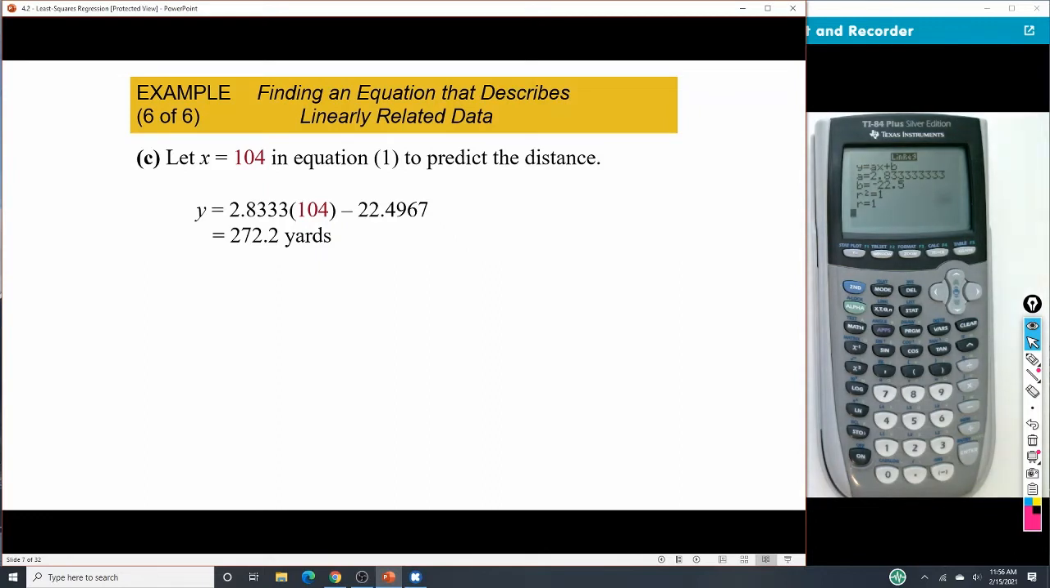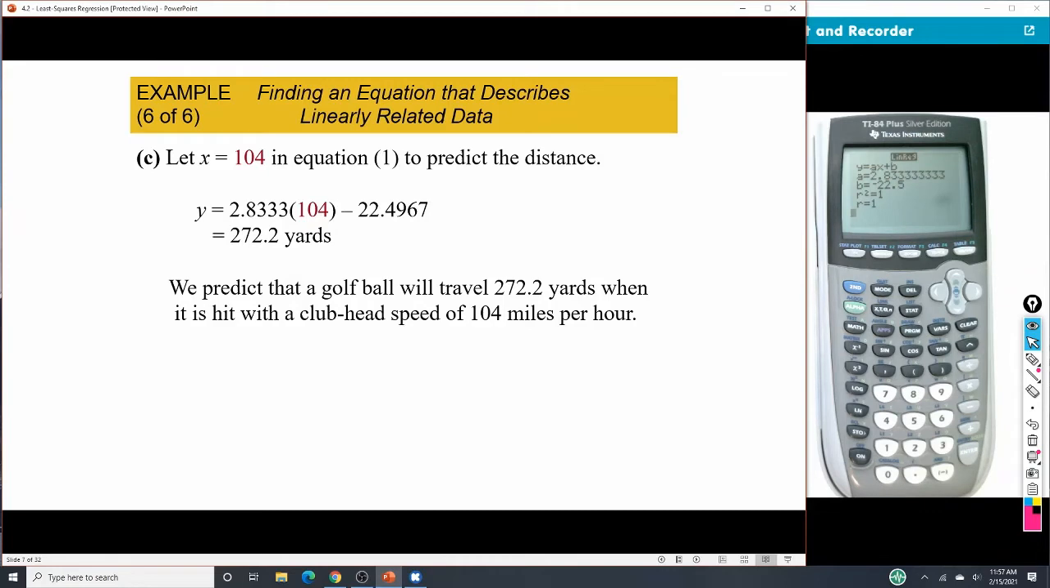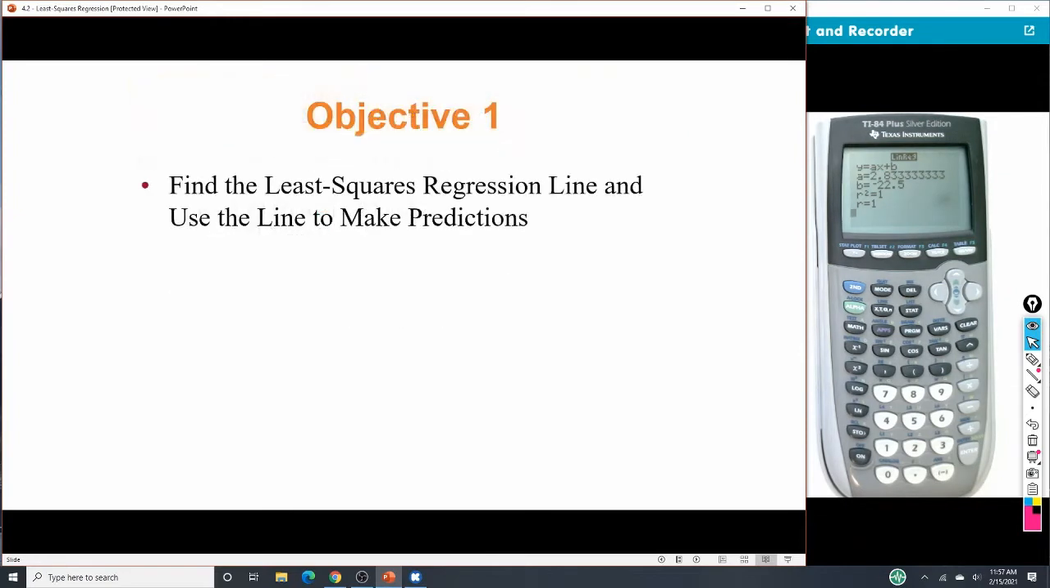So y equals 2.833 times 104 minus the 22 point, in our case 5 with this. There is some rounding. They'll account for that. They know that the calculator does different things there, and that's okay. And so we would expect that with a head speed of 104, we would get 272.2 yards out of that, or close to it.